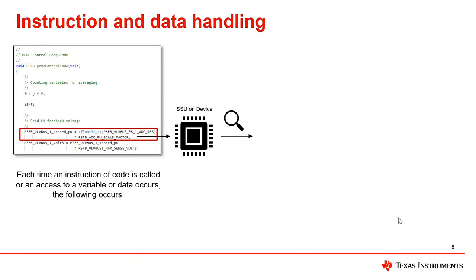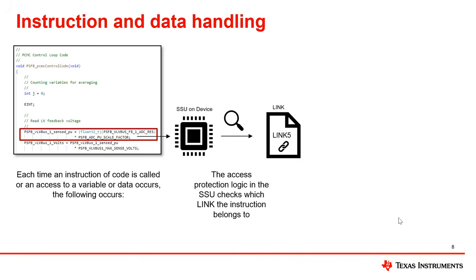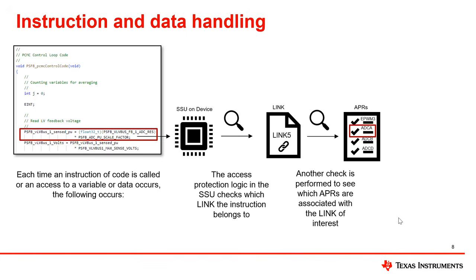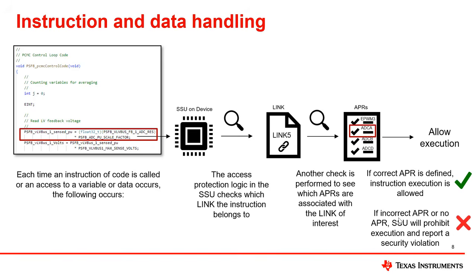Each time an instruction of code is called or an access to a variable or data occurs, the access protection logic in the SSU will cross-check the link that the instruction or data access belongs to and check its permissions. If that link has access to the region of memory where the code is being executed or where the data or variable is stored, then the SSU will allow execution. Otherwise, the SSU will prohibit access and generate a security violation error. In this way, context switching across links and APRs is automatically handled and does not require any user intervention to reconfigure permissions.